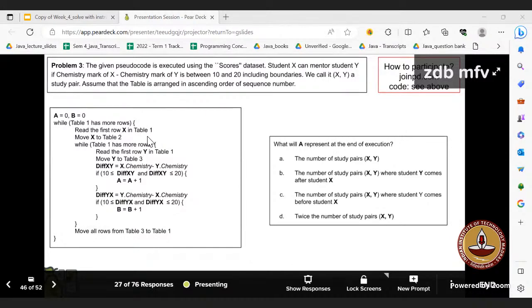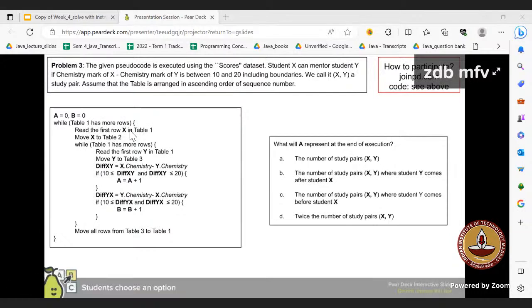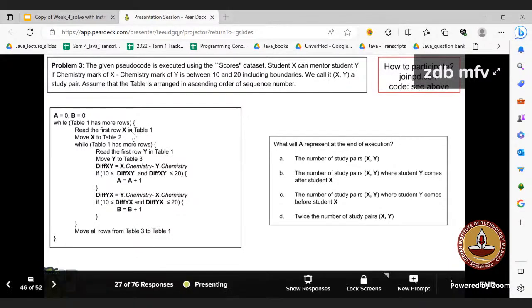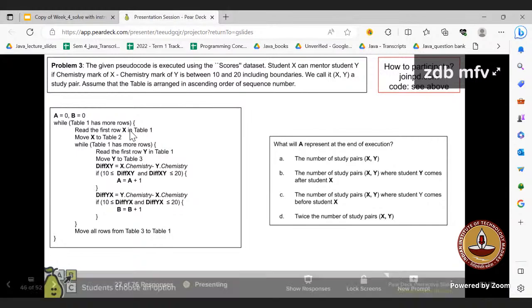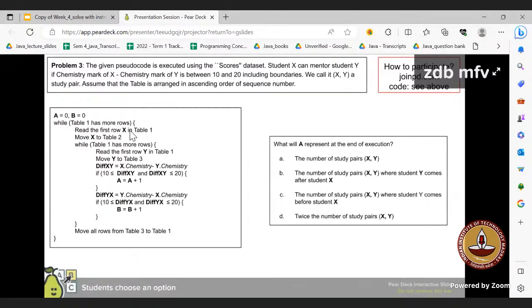Yes, ma'am. So what information does a row contain? All the information about the student, right? So X and Y will contain all the information about the student row. So basically, what are you doing in the first outer loop and what are you doing in the inner while loop, can you tell?